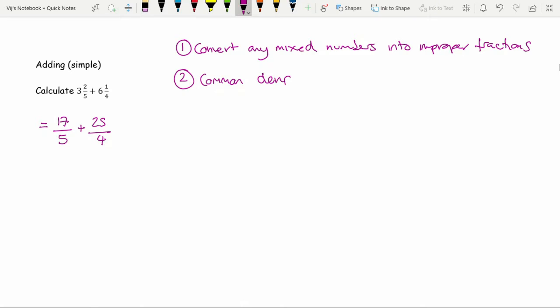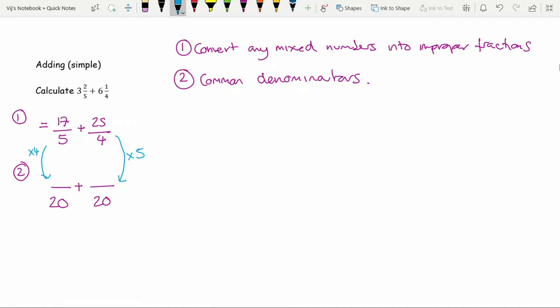The next thing we want to do is get the common denominators. In this particular case, our common denominator is the smallest number that appears in both the 5 times table and the 4 times table. So with step 2, the smallest number that appears in both is 20. Then think to yourself, what have I multiplied this first fraction by to get a denominator of 20? Well, I've times that by 4. And what have I multiplied 4 by to get 20? I've times that by 5. So to get the new numerators, I need to multiply 17 by 4, and 25 by 5.